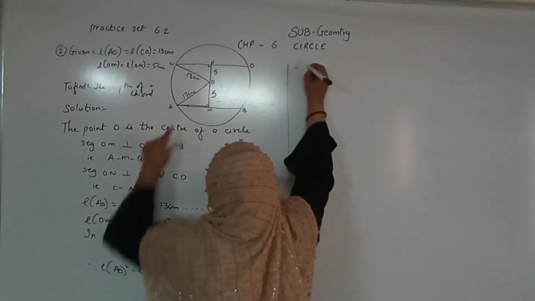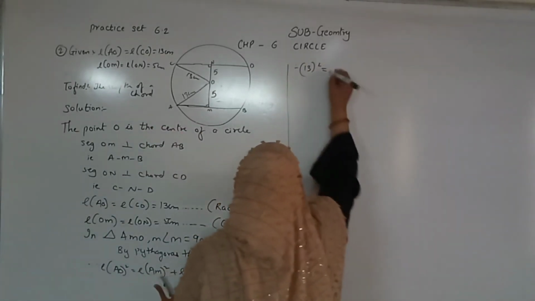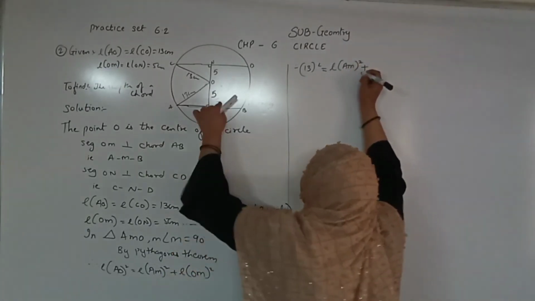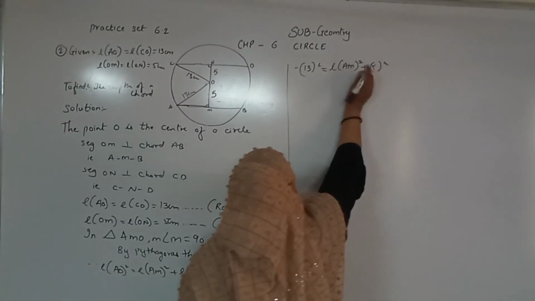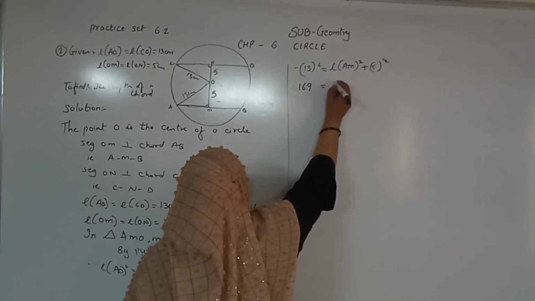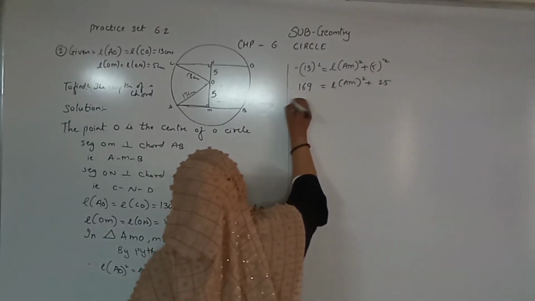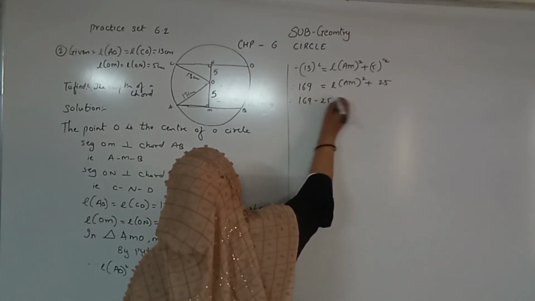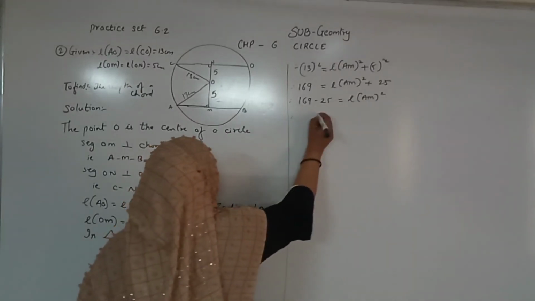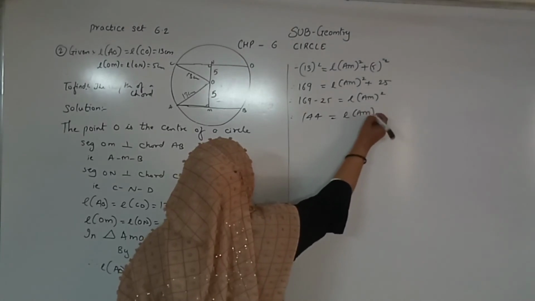AO I have 13. 13 square equals length of AM square plus, I don't have the length of AM, but OM I have, 5 square. Now open the square. 13 square is 169. Length of AM square, 5 square is 25. Take all the numbers to one side and the variable on one side, minus. So I will get 144 is equal to length of AM square.